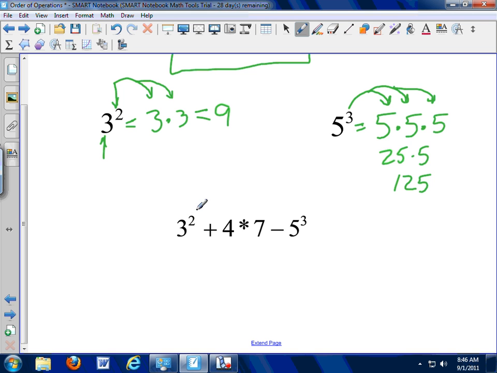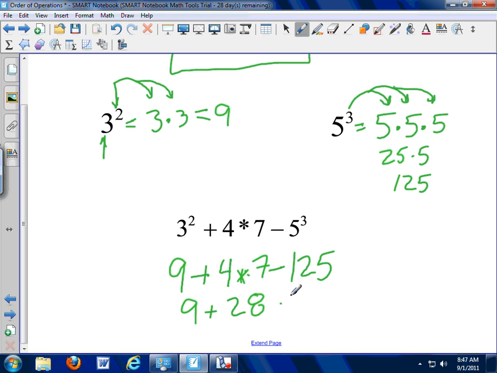So there's no parentheses this time. There are some exponents, so we're going to deal with those first. 3 squared, we just did it up top, it's 9, right? Plus 4 times 7 minus 5 cubed, we did up top, is 125. Okay, next, we've got some multiplication. 4 times 7 is 28, so 9 plus 28 minus 125. And I need to extend the page a little.